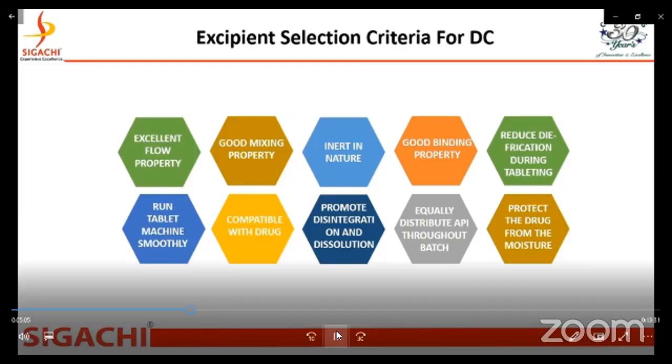Select the excipient which has high flow fraction coefficient value and low angle of repose, which leads to good flow powder. If powder flow is good, it will go uniformly into the die cavity and machine runs with higher RPM.